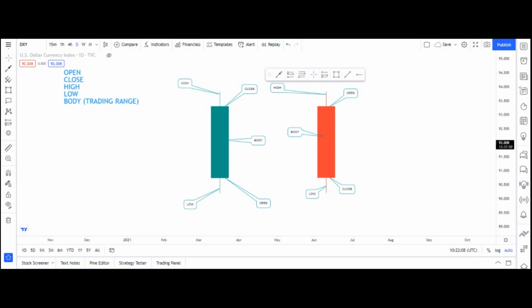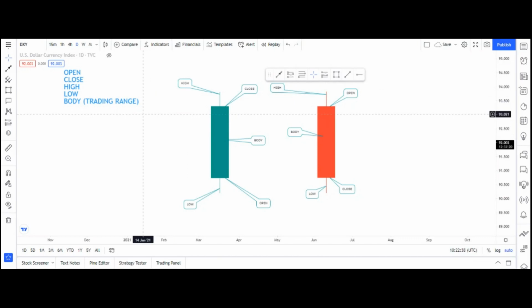Yes, the significant components are the 5 components I made mention of, Eric. Open, close, high, low, and body. Okay, I'll take it from the top again. I said a candlestick has 5 components, which are the open, close, high, low, and body.